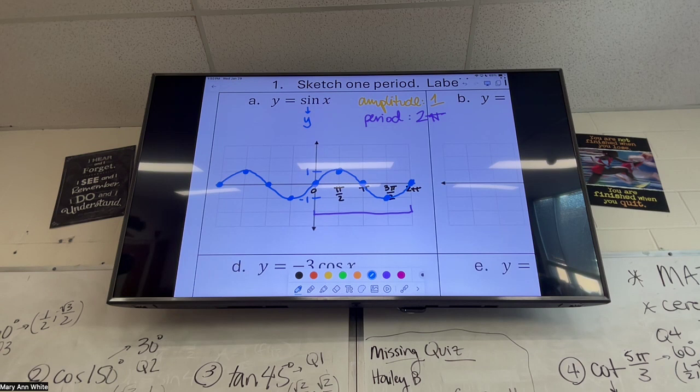We're only going to practice just graphing one period at a time, but technically this goes on forever and forever and forever. Okay.